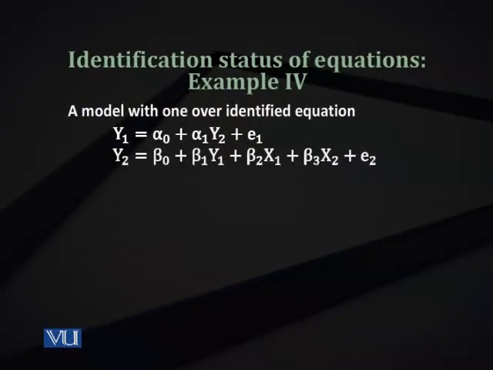So the model you are seeing is y1 is alpha naught plus alpha 1 y2 plus an error term e1, and y2, a longer equation, is beta naught plus beta 1 y1 plus beta 2 x1 plus beta 3 x2. So you have two variables x1 and x2 in this equation plus an error term. The procedure is the same.